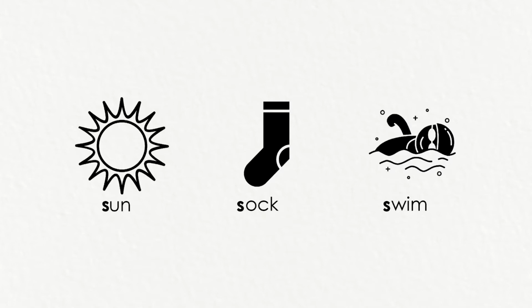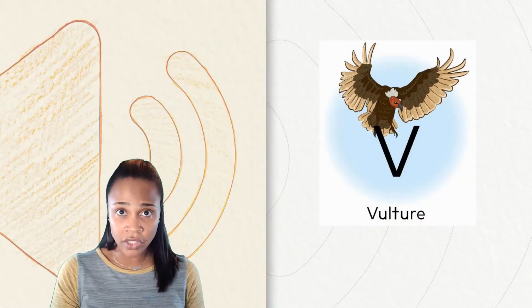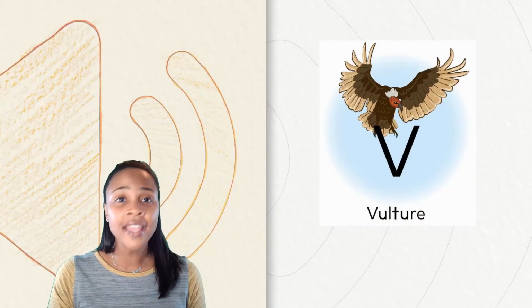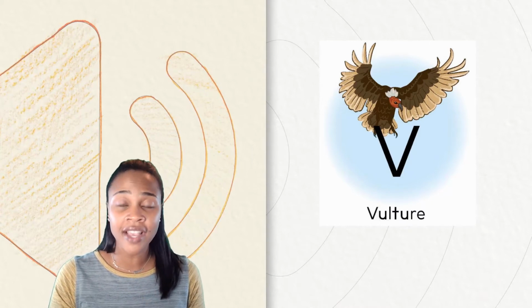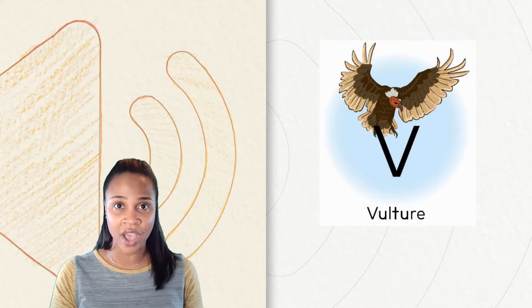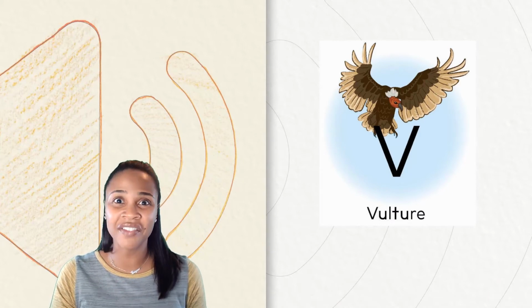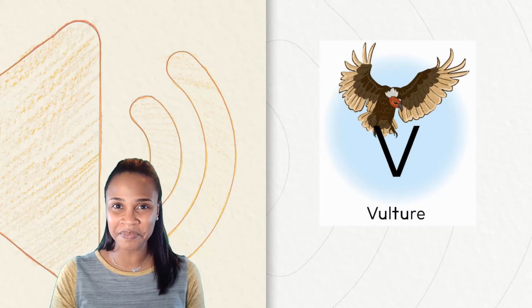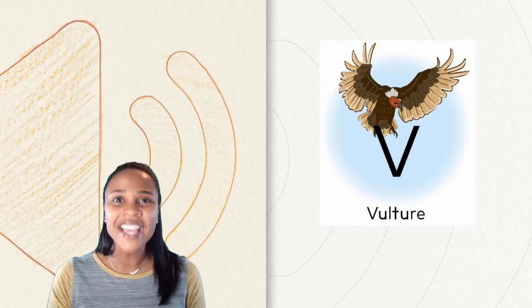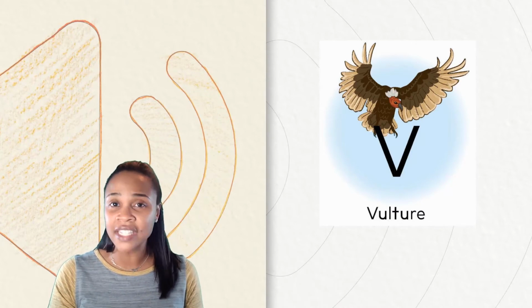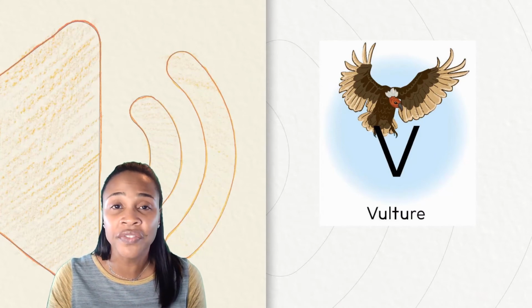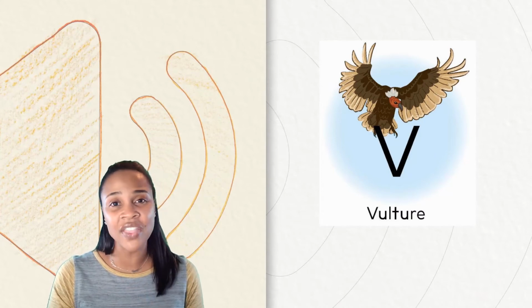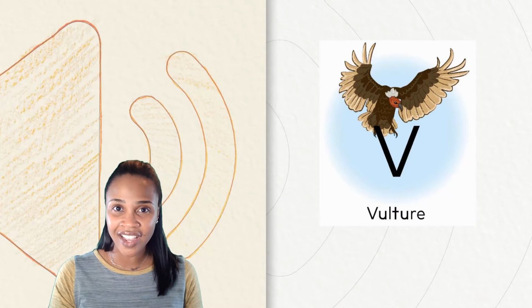Nice work. This is a picture of a vulture. The sound that we hear at the beginning of the word vulture is the V sound. Can you make the V sound? Right. The V sound is for the letter V. The letter V makes the V sound just like in the word vulture.